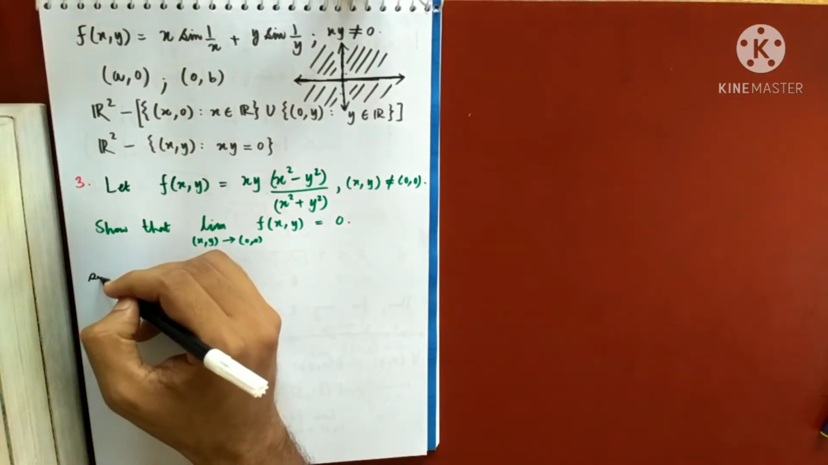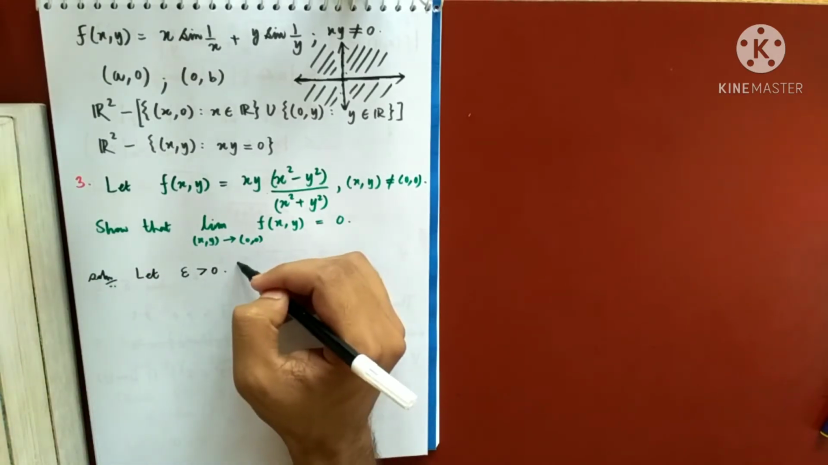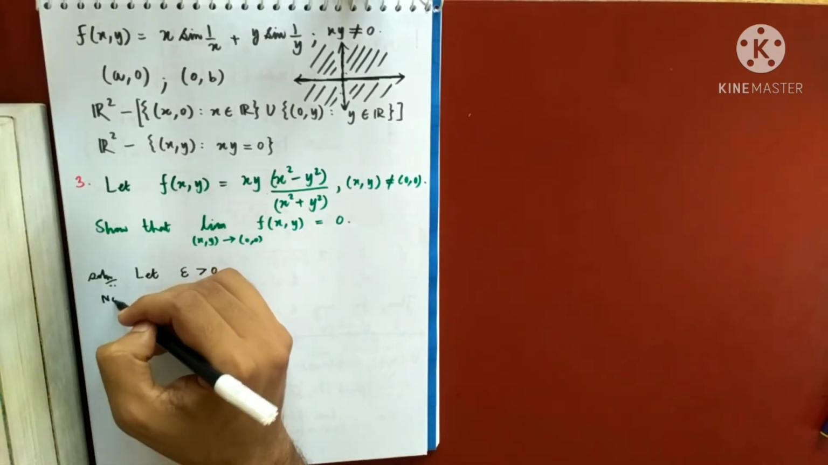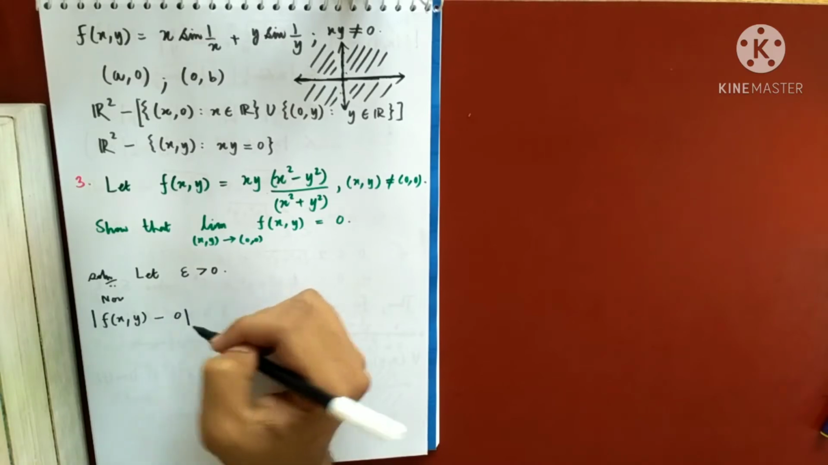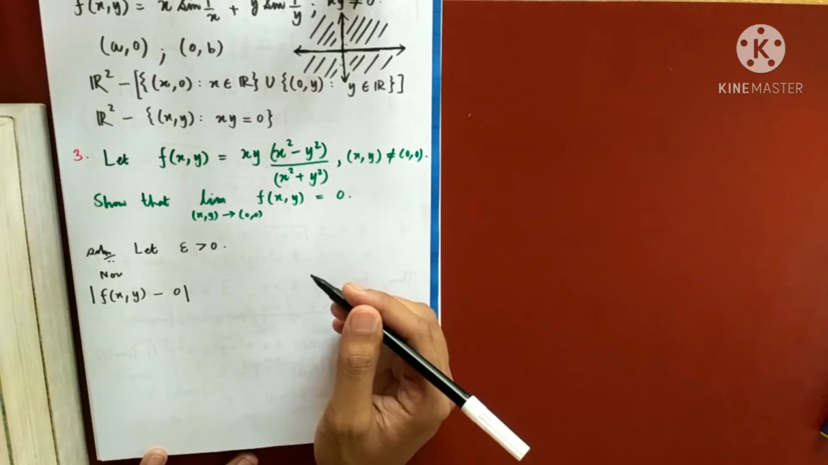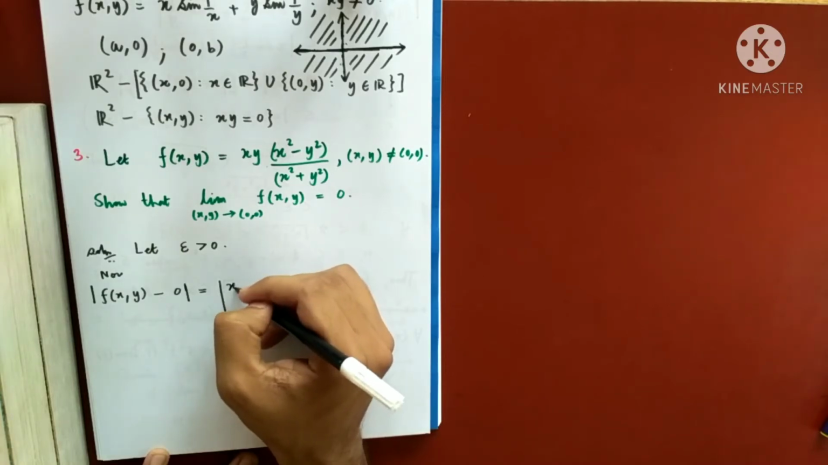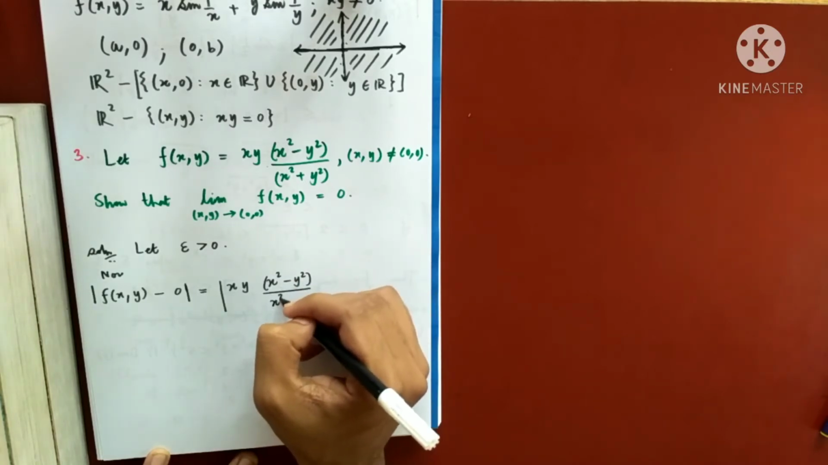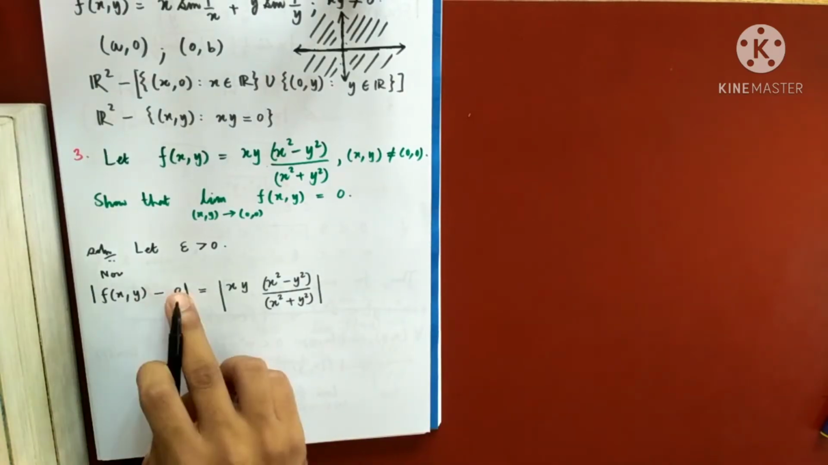So exactly the same way of starting. Let us choose any number epsilon greater than 0. Then we'll find this, right? So now what do we find? Modulus of f(x,y) − 0. We start by finding this quantity, and we have to find some delta satisfying this condition. Which is the same as modulus of xy (x² − y²)/(x² + y²), right? And minus 0 will not make any sense.